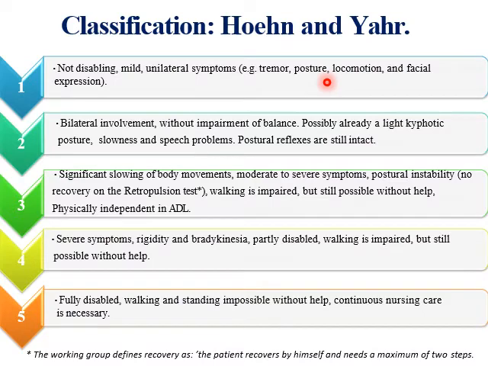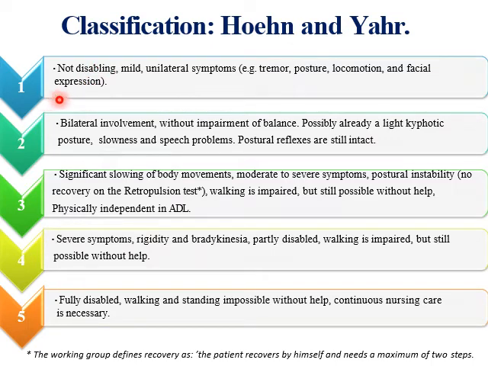The Hoehn and Yahr stage is often used to classify patients with Parkinson's into how advanced they are in terms of their condition. So the Hoehn and Yahr stage comprises 5 stages, stage 1 being the very early stage, and stage 5 being the most advanced condition. So let's look at each stage in detail.